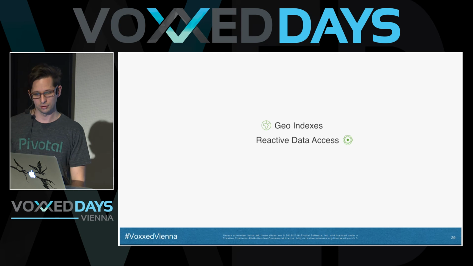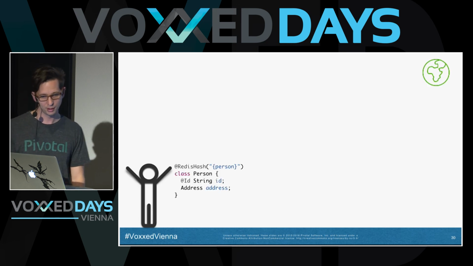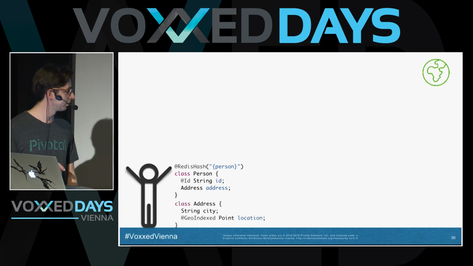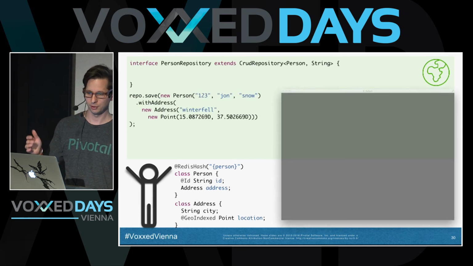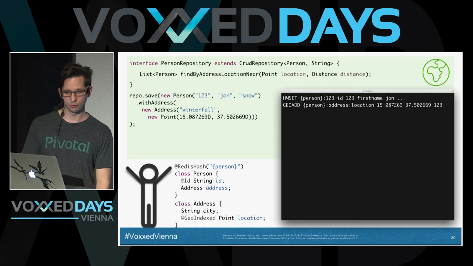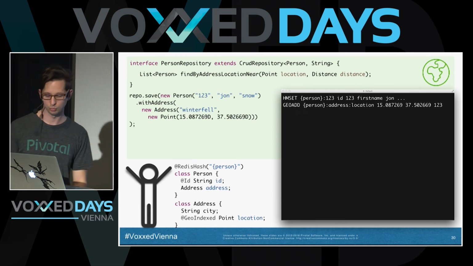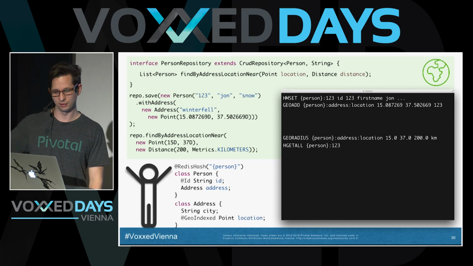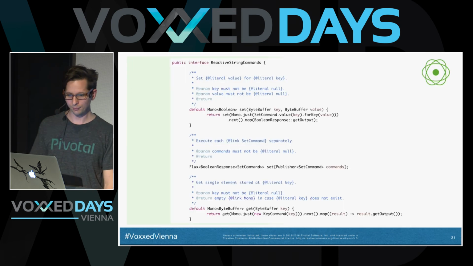Next will be geo indexes, so that you have Spring Data repositories that you can have a geo index set up on a point, which would allow you then to just have, let's say, a derived find by address location near you, give it a point and the distance, and it will execute the georadius command for you given the distance and what have you, and just return you all the results.